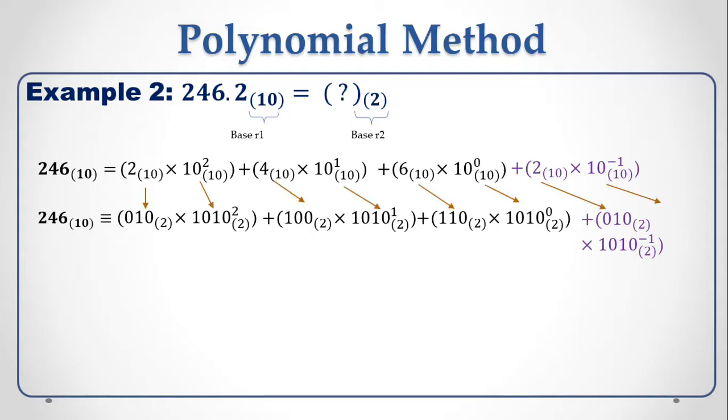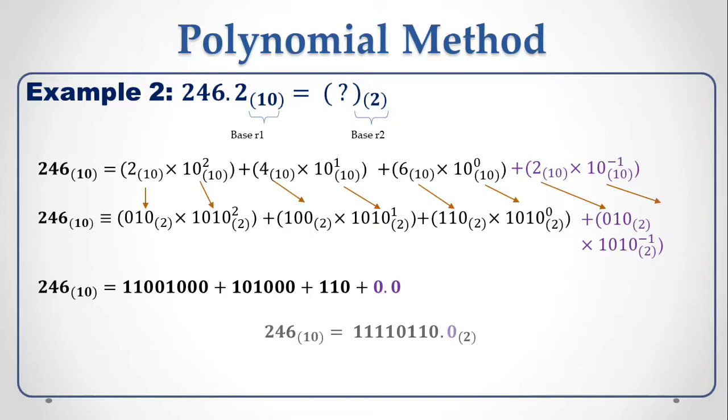Further, multiplying individual terms, resulting in 1100, 1000 plus 101000 plus 110 and the fraction part as 0. Summing them would result in a conversion of 246 into binary as 1111010.0.